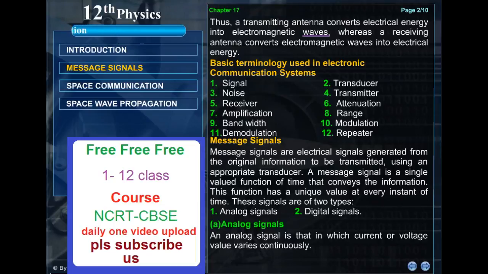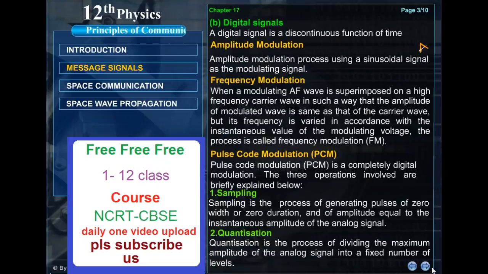These signals are of two types: analog signals and digital signals. Analog signal. An analog signal is one in which the current or voltage value varies continuously. Digital signals. A digital signal is a discontinuous function of time.